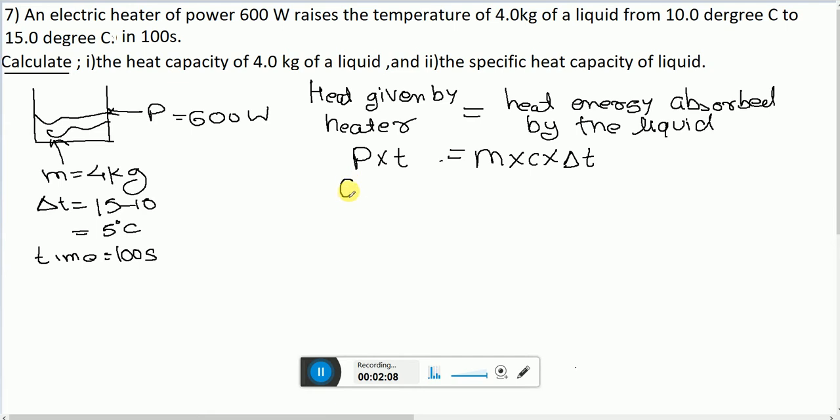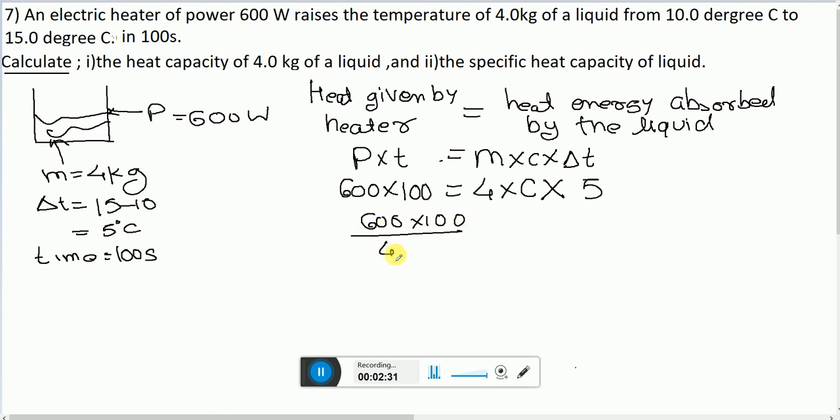Power which they have given is 600. Time they have mentioned as 100 seconds. Mass is equal to 4 kg. Specific heat capacity we will be finding out, and change in temperature is equal to 5. So this can be written as 600 into 100 upon 4 into 5 is equal to C.